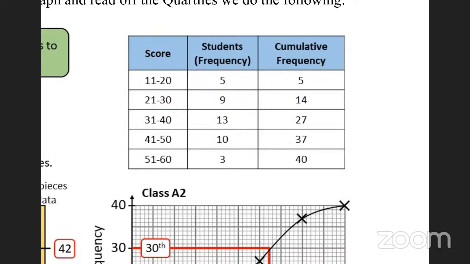Right, but I have a problem. What does the 14 represent? What's the range or the class that 14 represents on the cumulative frequency? 21 to 30, you sure? Anybody want to guess? Yeah, Malachi? 11 to 30, right? Remember, it's cumulative, so it adds up everything. That's okay? And what about the 27? It represents what? 11 to 40, right? Everything less than 40. Okay? Ideally, it should be what? 40.5, right? So you have to get boundaries.